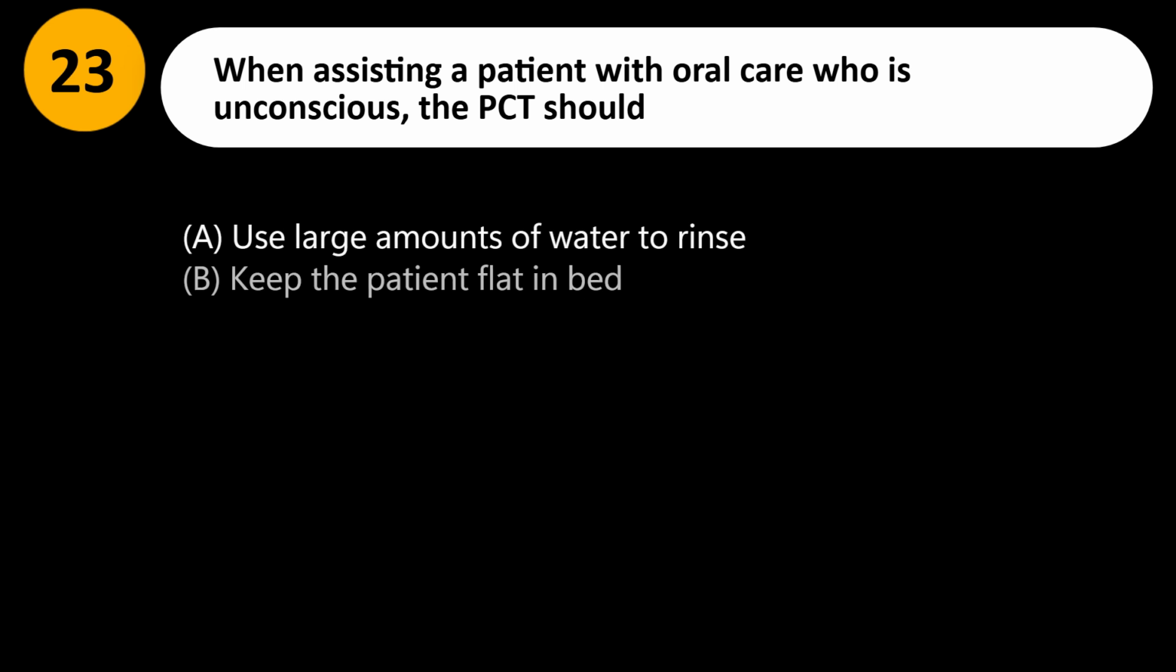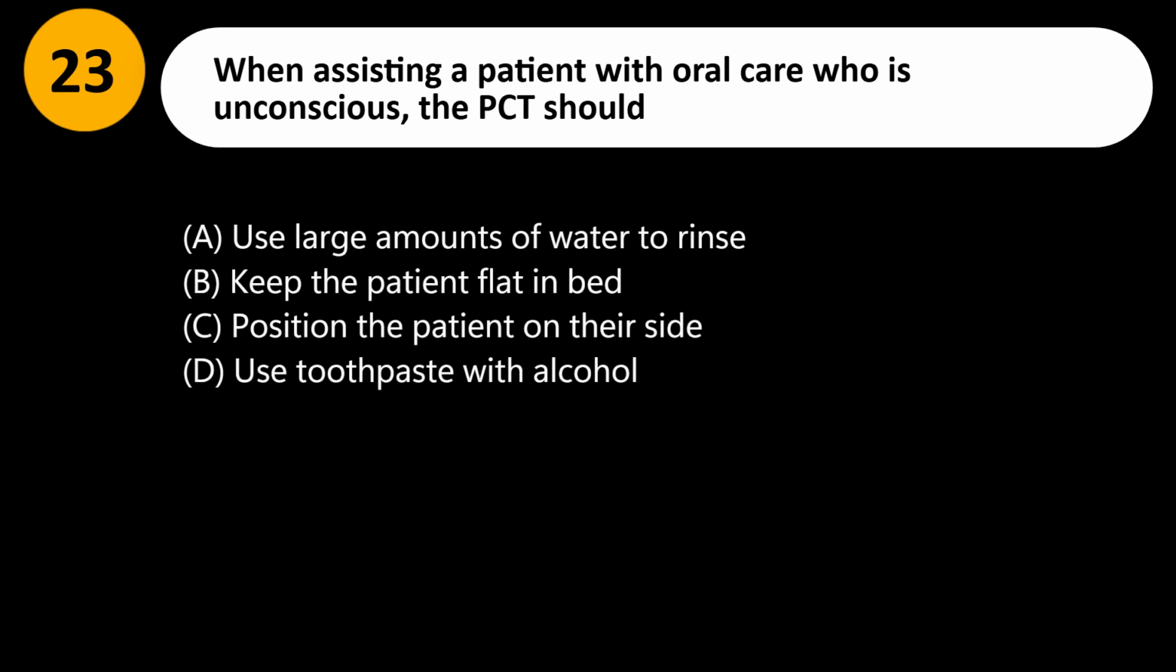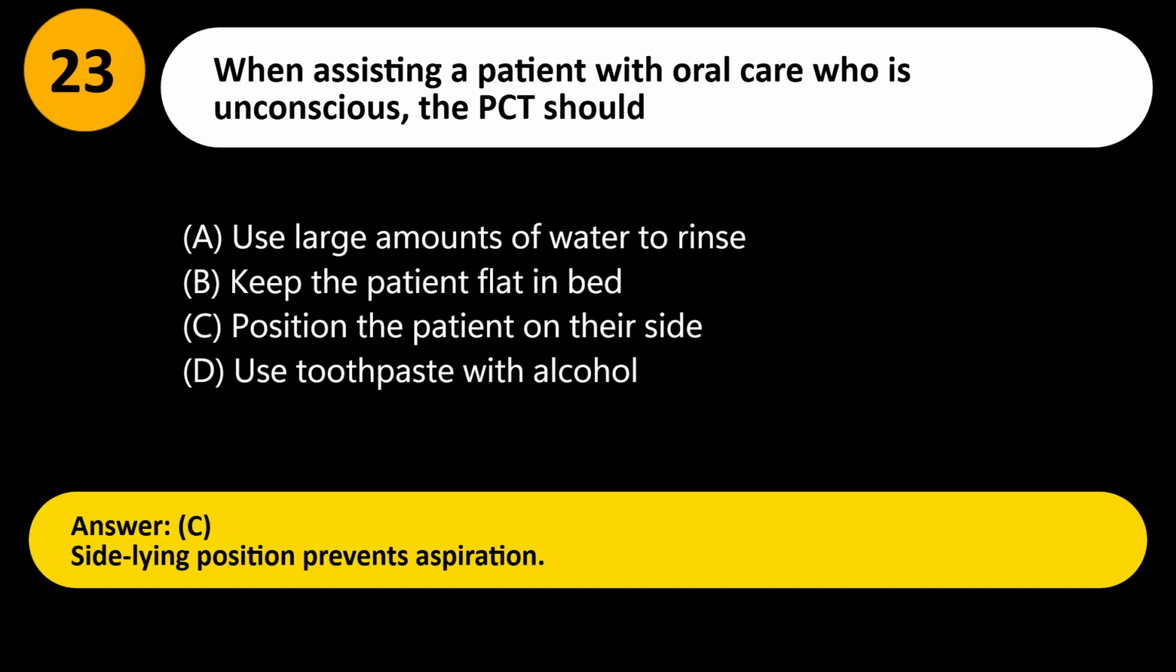When assisting a patient with oral care who is unconscious, the PCT should: A. Use large amounts of water to rinse. B. Keep the patient flat in bed. C. Position the patient on their side. D. Use toothpaste with alcohol. Answer, C. Side-lying position prevents aspiration.